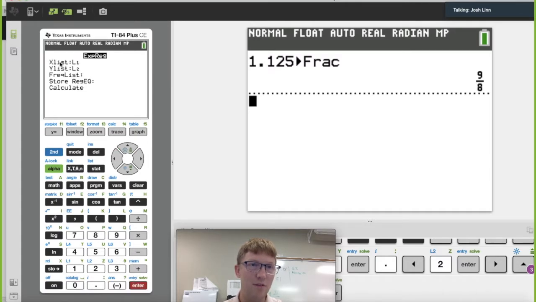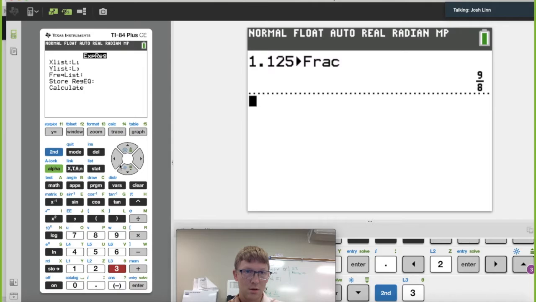Then it's going to ask you which list you want to use. For our X list, we want to use L1. This is kind of the default, but again, if you wanted to change it to L3, you'll see the little L's in the blue ones right here. So you just go L3, but we don't want L3, we want L2.